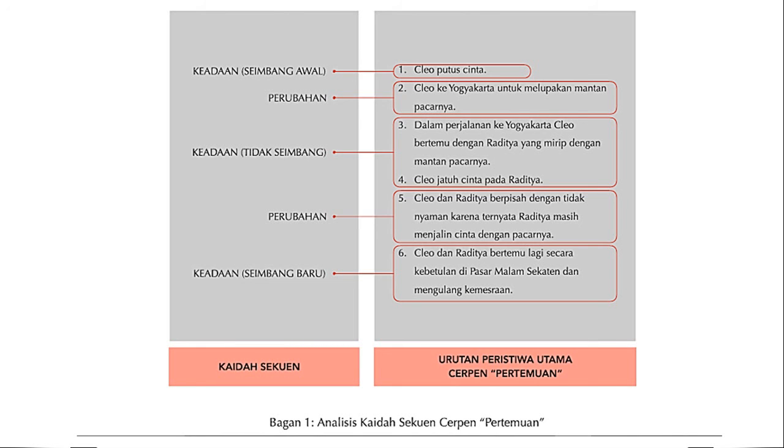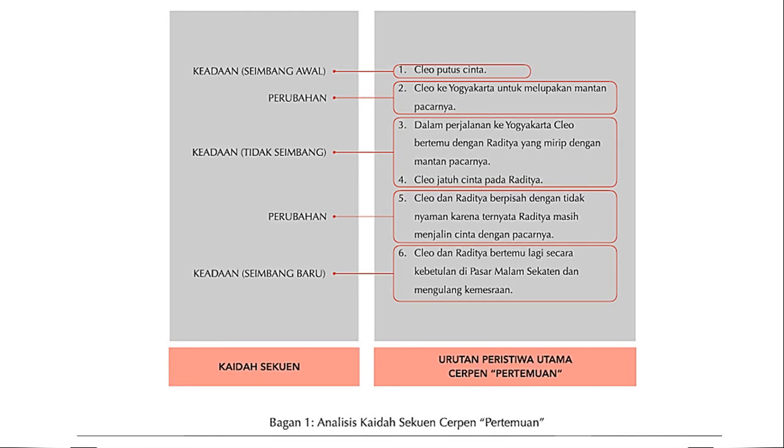Well, according to Todorov, there are 5 stages of sequence rules, or kaidah sequence. Here we have 6 main events in the story Pertemuan, and I will try to analyze it. The first main event is Cleo's breakup. This event is called a state of equilibrium, the stage located at the beginning of the story.